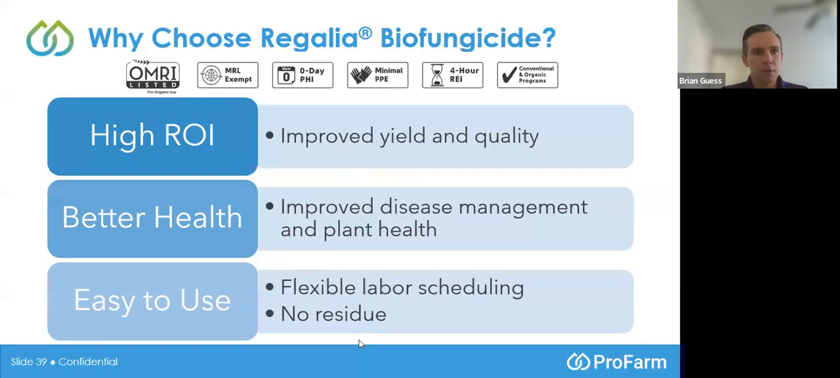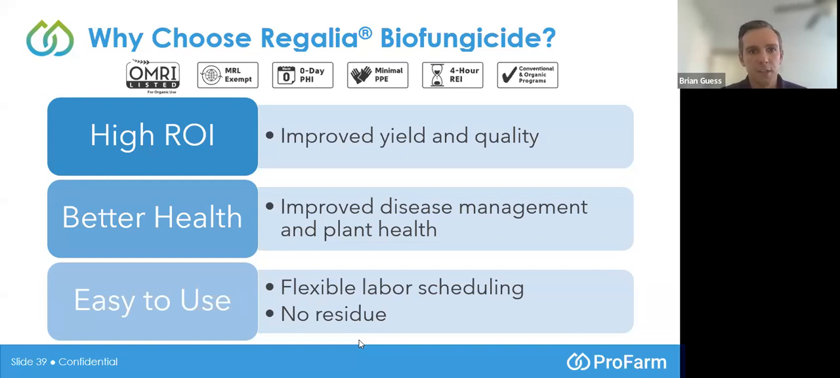So first, why should you use Regalia in your farming operation? One of the main points is a high return on investment. This product will improve your yield and overall quality of your finished product. It brings a better plant health perspective to your field by improving disease management control in your IPM program. And it's a flexible and easy product to use.